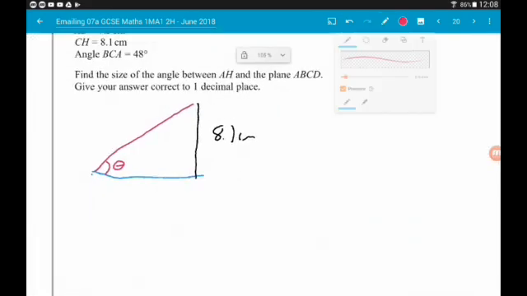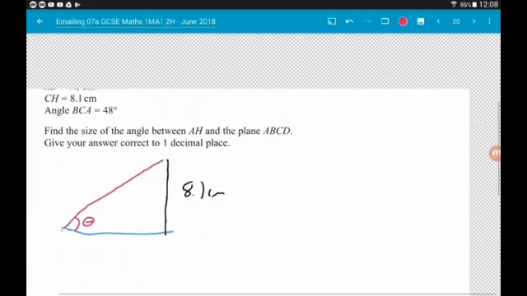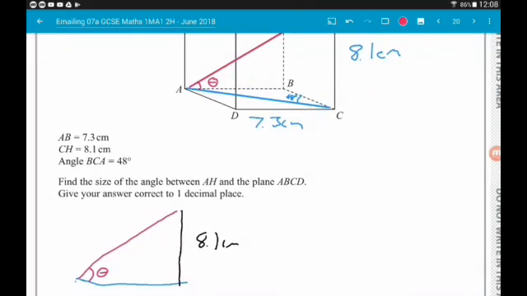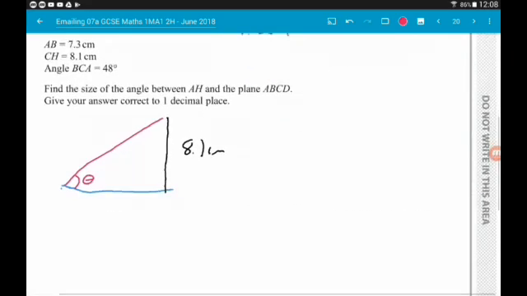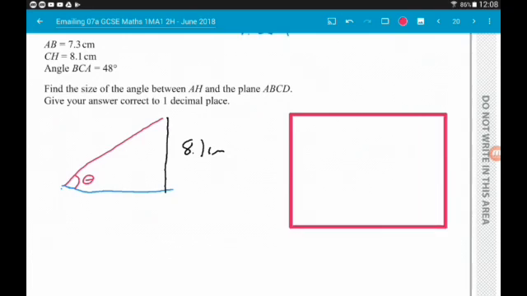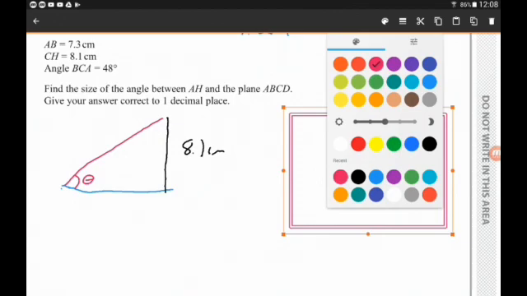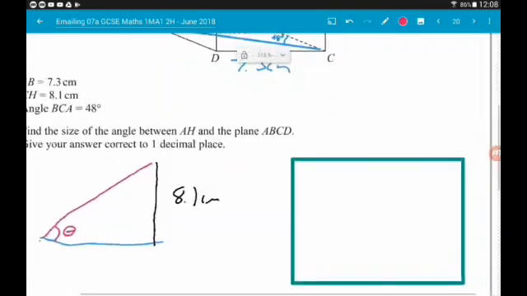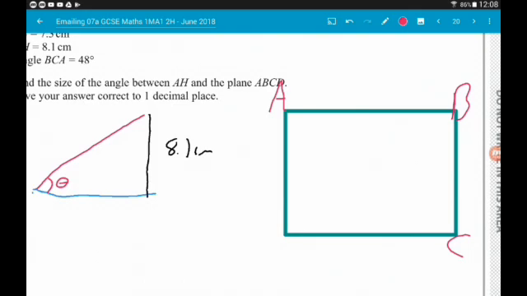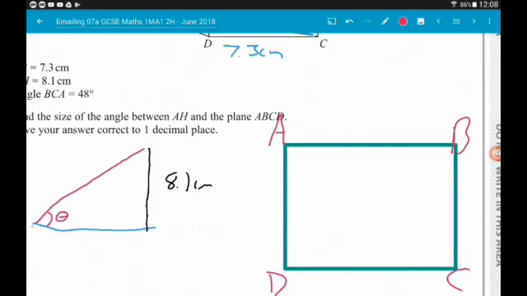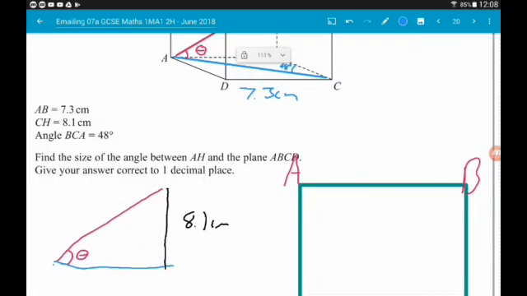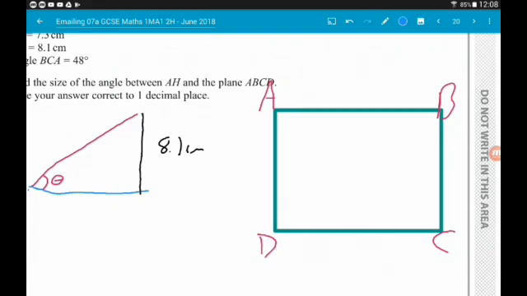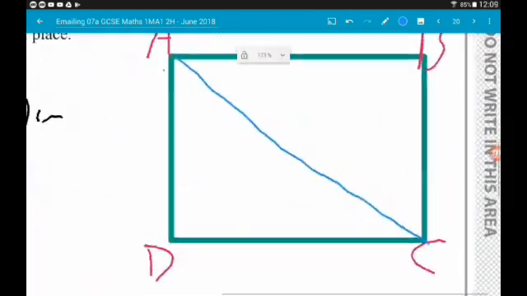Well, let's make a top-down drawing of the base as well. Remember, on the base we've got a length and an angle. So on the base we draw it like this. Okay, so if we're looking down at the base, let's call this A, this B, this C, and this D. Now this blue line is a diagonal between A and C. And we know that the angle BCA is 48 degrees.